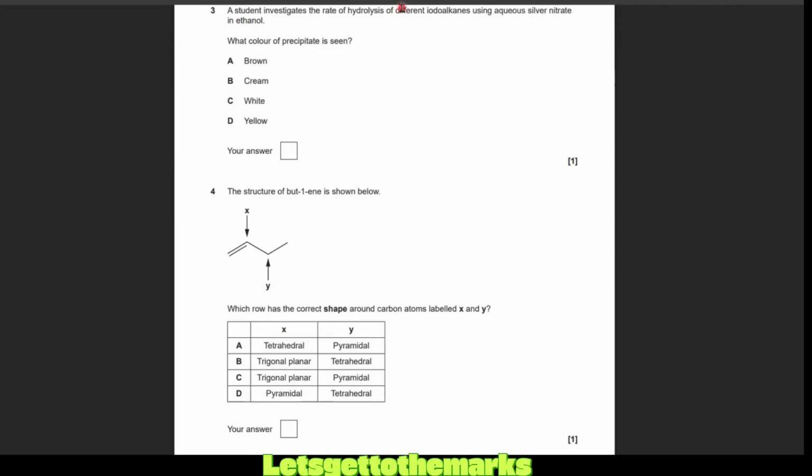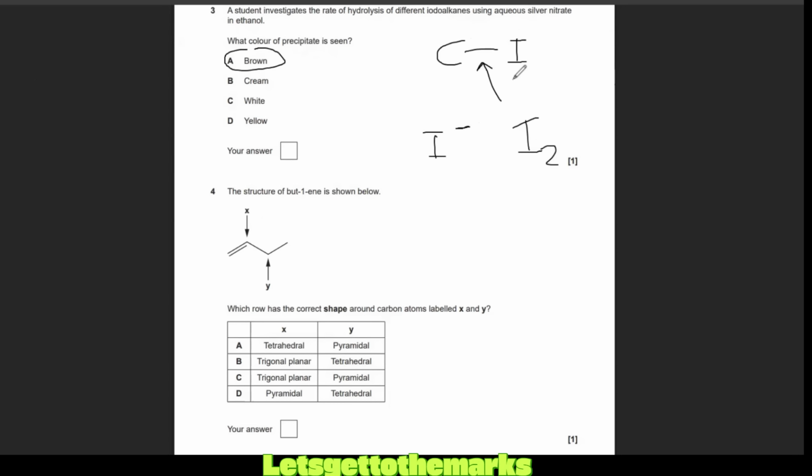A student investigates the hydrolysis of different iodoalkanes using aqueous silver nitrate in ethanol. What color of precipitate is seen? So when you hydrolyze the iodoalkane bond, you're going to release iodine. And what is the color of iodine? Well, if we just look at iodine, it would go brown in solution. It's dissolved in ethanol, just like it is in aqueous.